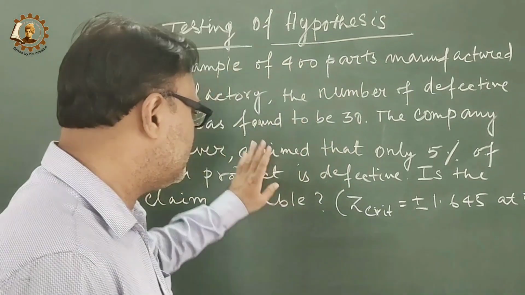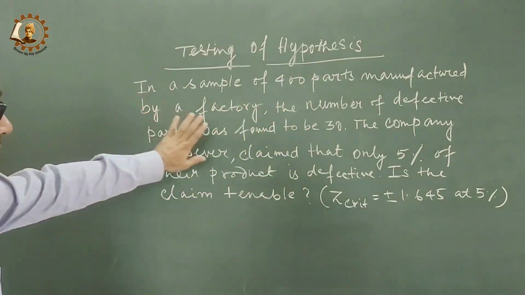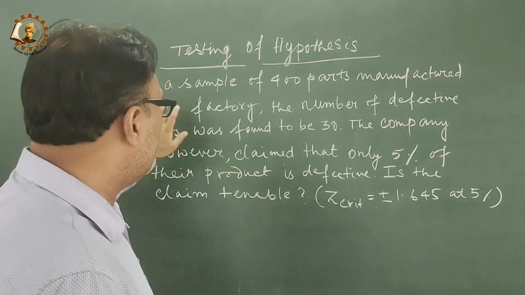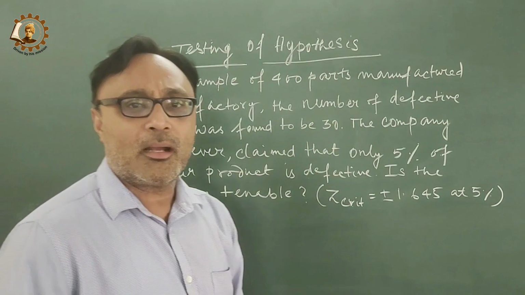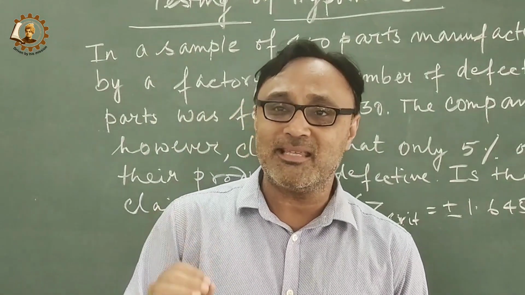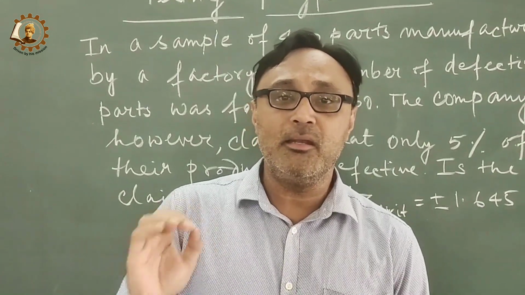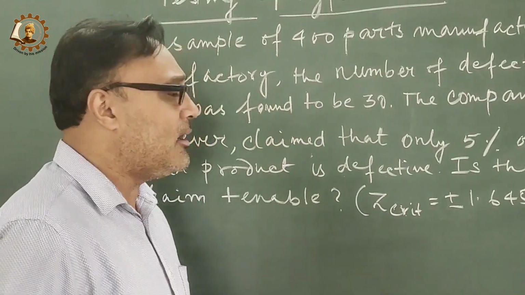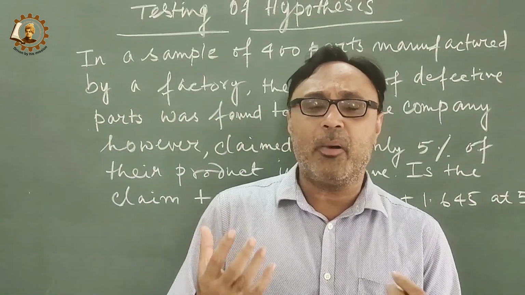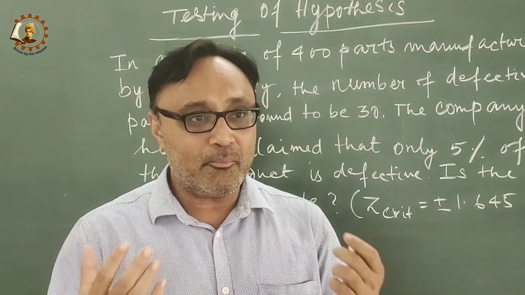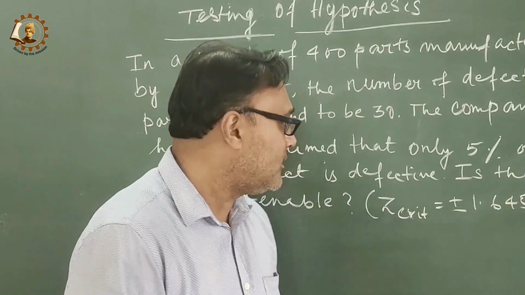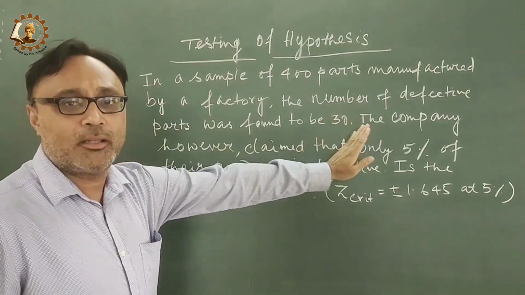Now here in this case, the company has claimed that only 5% of their product is defective. Now the company may be producing an infinite number of products, or it is not possible to test each and every population unit of the product. Okay, so what we can do is select some sample. Based on that, we will see how many parts of the sample are defective, and based on that, we will test our assumption whether the company is true or false.